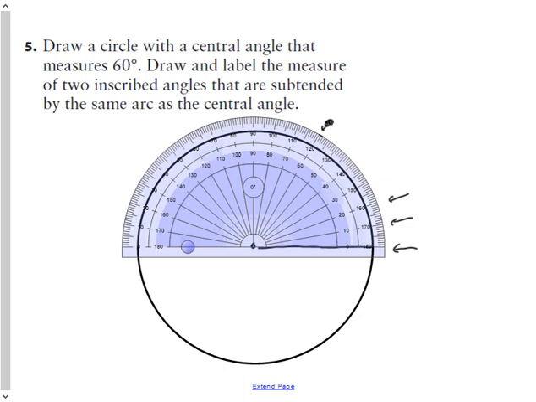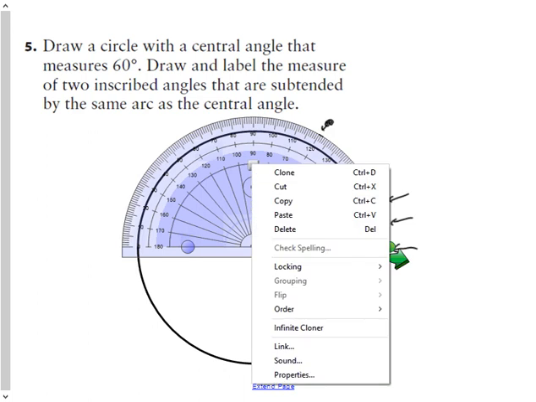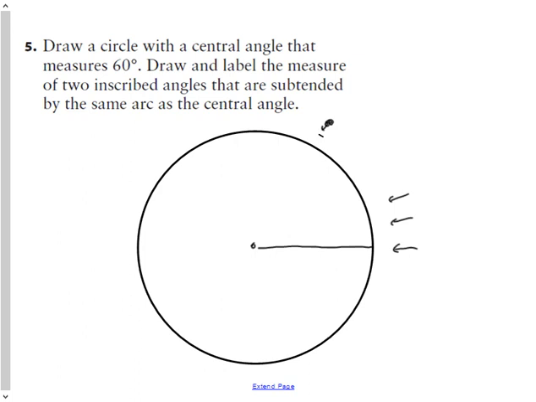I'm going to take away my compass. I'm going to close it. I think I can close it. I can delete it. And what I'm going to do is connect that center point to that line there, and I've made a 60-degree angle.